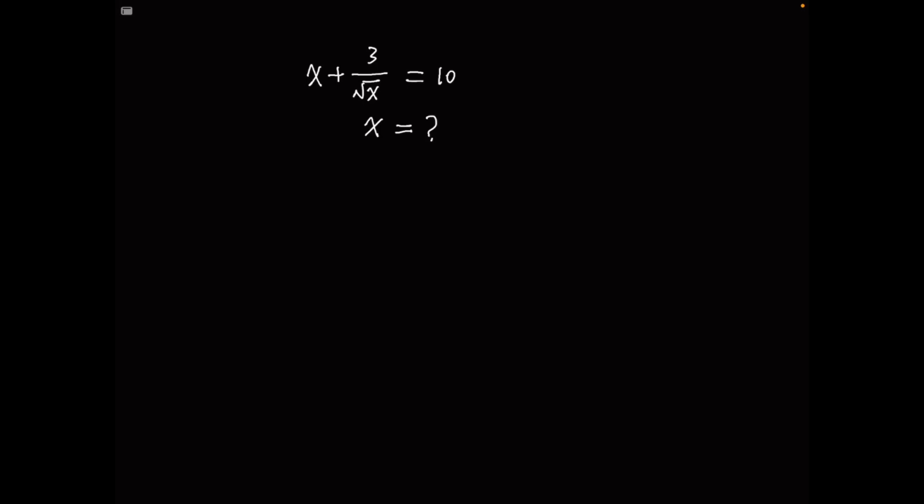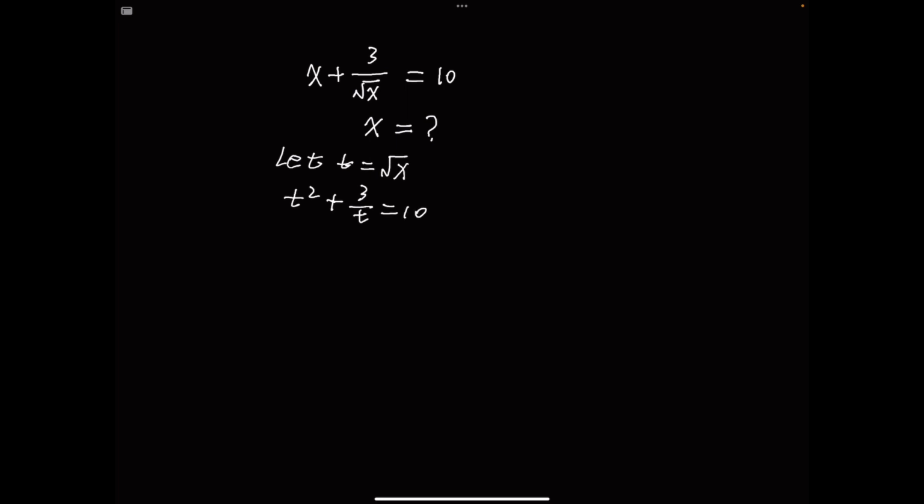For this equation, x plus 3 over square root x equals 10, find the value of x. For this one, we can let another variable replace x. If we let t equal square root x, we can rewrite this equation as t squared plus 3 over t equals 10.